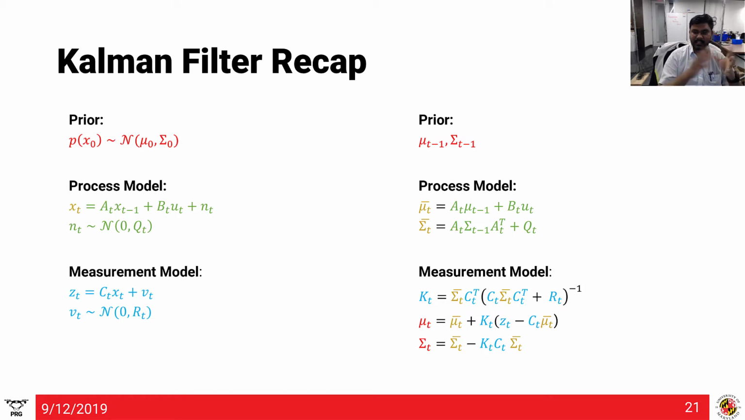So this is just a recap of what we have in the Kalman filter. We have a prior, a process model, and a measurement model. Feel free to understand how this works. The implementation of a Kalman filter is fairly trivial, and I would leave this as an exercise for you to try out on the IMU data you already have for project 1A, right?